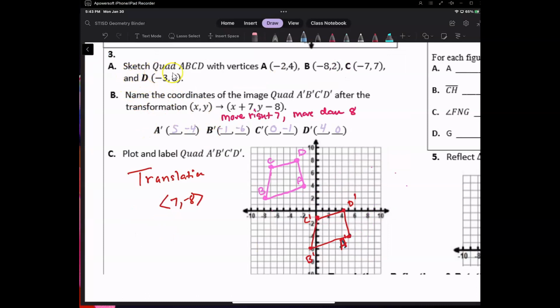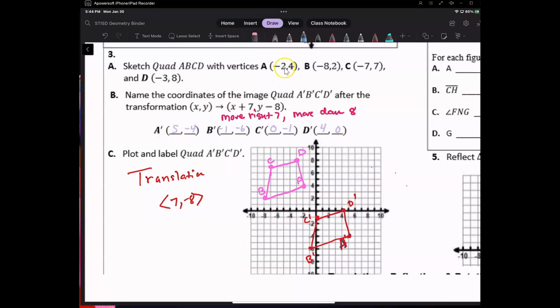Okay, so now we have a different image. Sketch quad, which means it's quadrilateral, ABCD with vertices A, B, C, and D. Name the coordinates of the image A prime, B prime, C prime, and D prime, after the transformation (x, y). So plus 7 means that we're going to move to the right 7. 8 down means that we're going to move 8 units down. And we have a prime. So how do we find a prime?